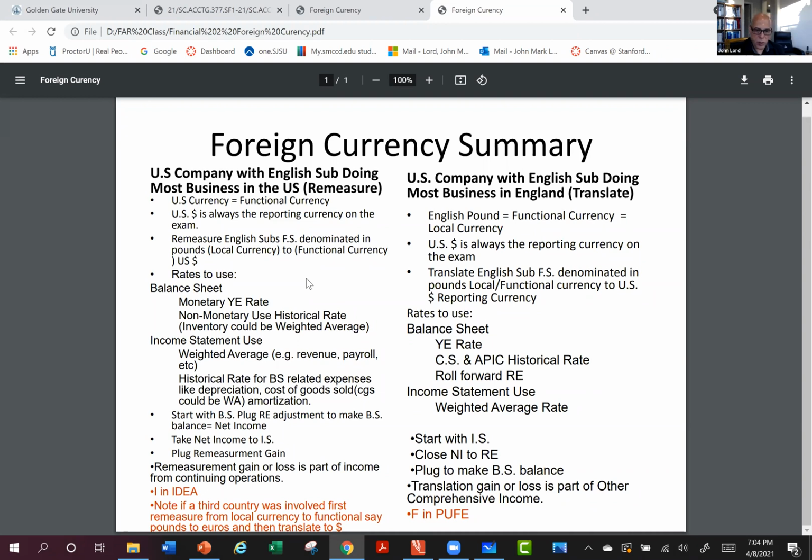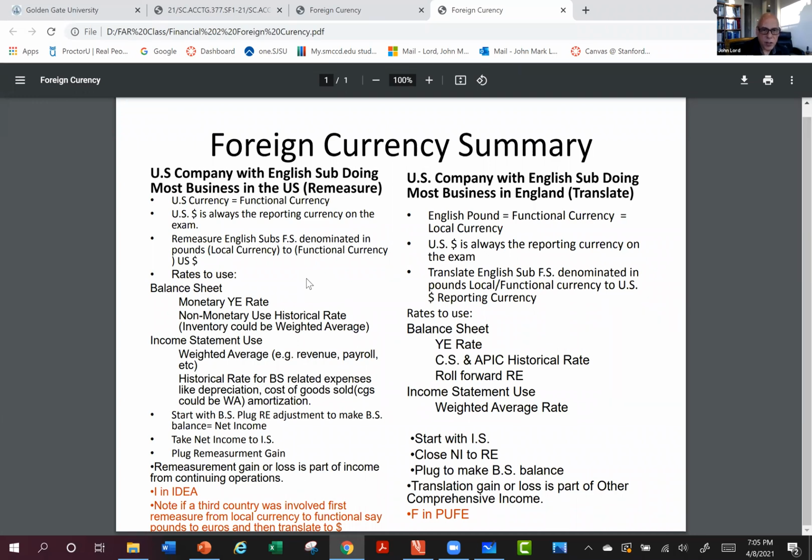Okay, so let's go ahead and take a look. And what rate should we use? This is why it becomes important that you know monetary versus non-monetary. If it is on the balance sheet, if it's a monetary asset, we use the year-end rate, or current rate. If it's non-monetary, then the rate we should use is the historical rate, unless we're talking about inventory, which I told you could be weighted average if the problem tells me that they acquired and sold inventory evenly throughout the year. When we get to the income statement, we use weighted average for things like revenue and payroll that occur evenly throughout the year.